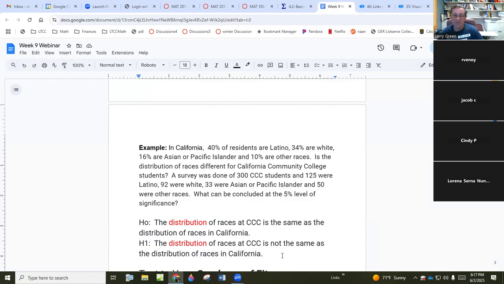Any questions on this? So notice that this is all about the distribution. It's not a proportion. It's not a mean. It's a distribution.